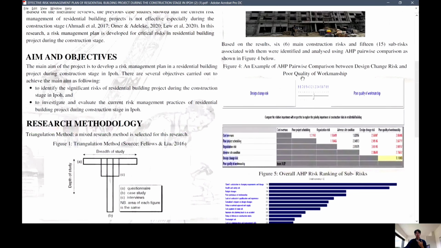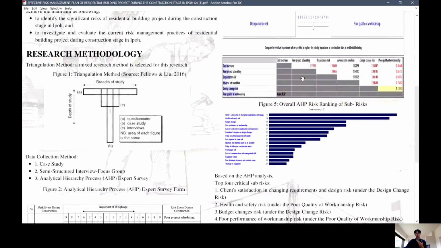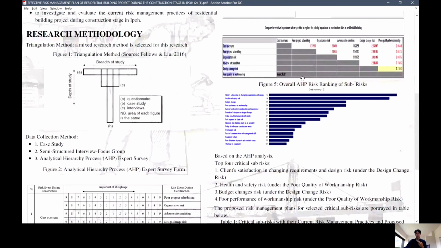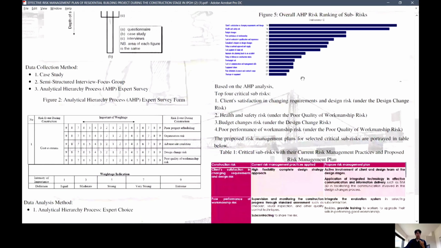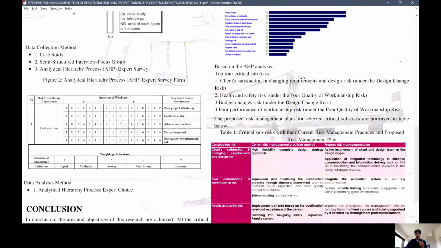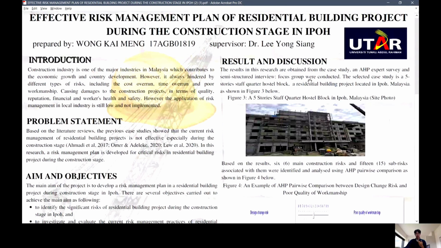When it comes to the research methodology, triangulation method, which is mixed research method, is used for this research. Figure 1 shows the triangulation method. Next, the data collection method included in this research are the case study, semi-structured interview with focus group, and the analytical hierarchy process AHP expert survey. And figure 2 shows the analytical hierarchy process AHP expert survey form. And next, the data analysis method used is the analytical hierarchy process AHP expert choice, which is a computer software. Now, let's go to the result and discussion.